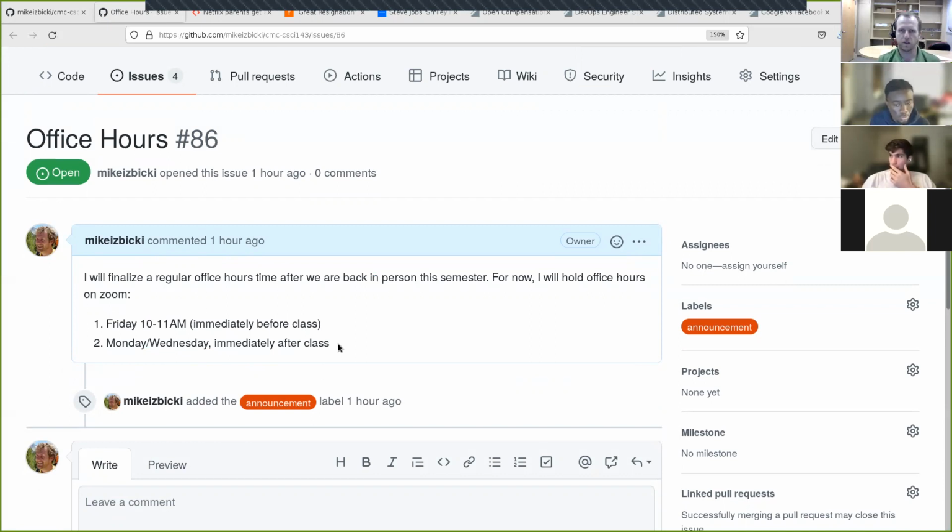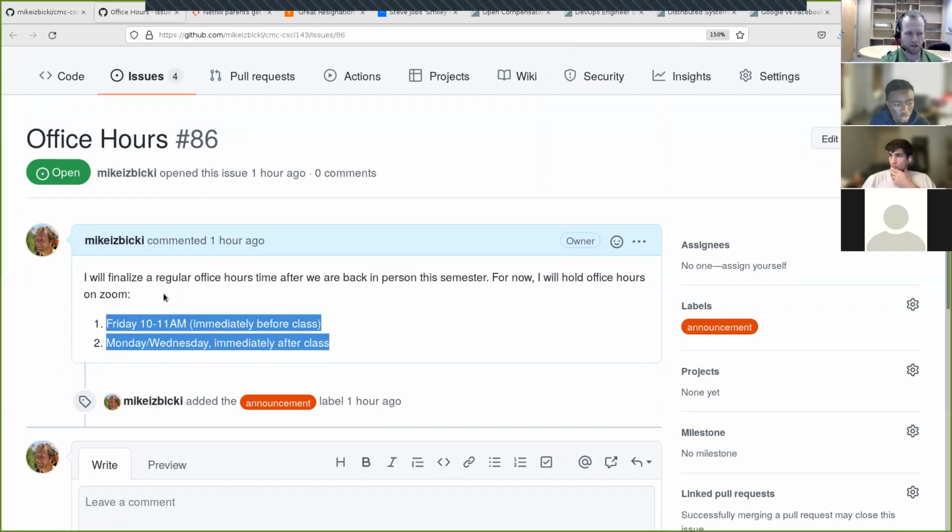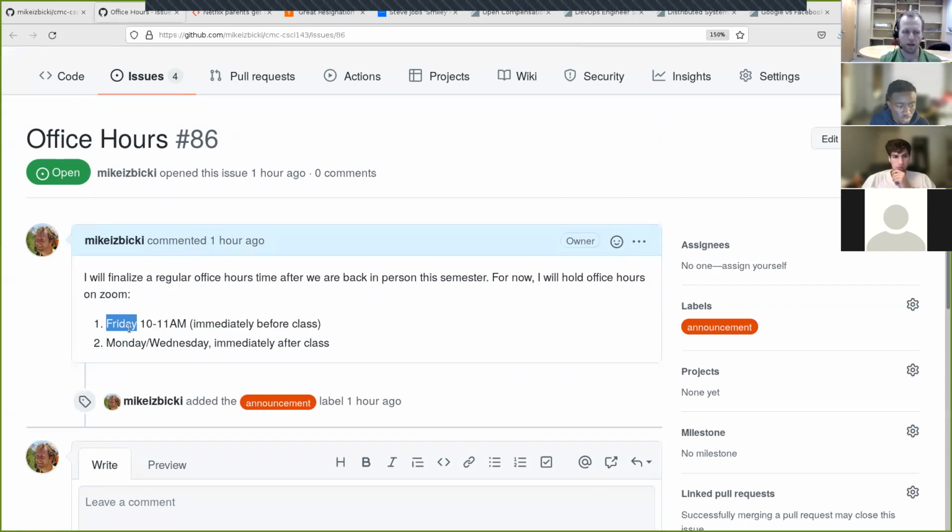Since we're having this sort of weird start to the semester, this is my tentative office hours plan right now. Fridays before our lab session, I'll be available for an hour on Zoom. And then Monday, Wednesday, immediately after class, I'll also be available on Zoom. But we'll revisit this 2 weeks from now when we're back in person and try to make things a little bit more convenient for everybody. I know that a number of people will have conflicts with this time in particular, so I'll try to replace that with something else.